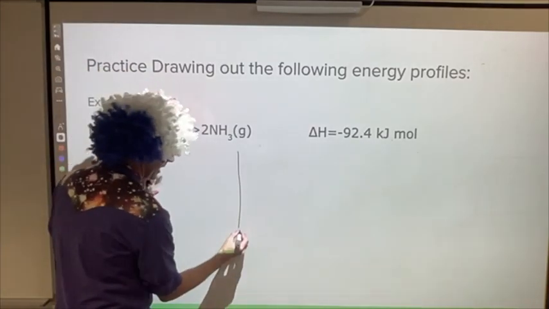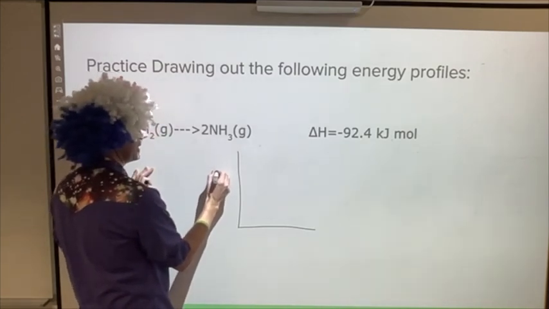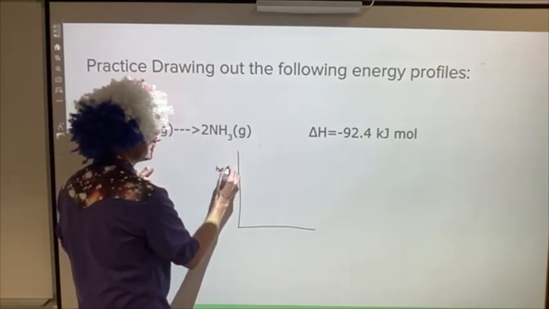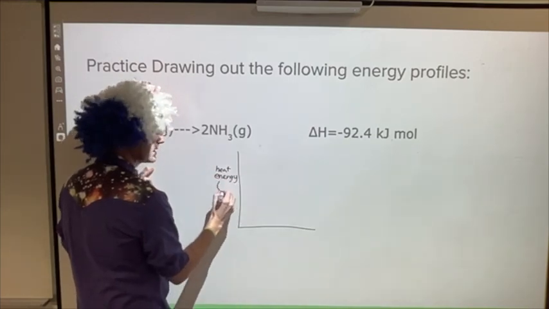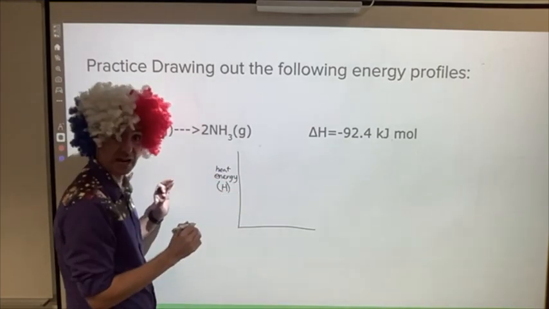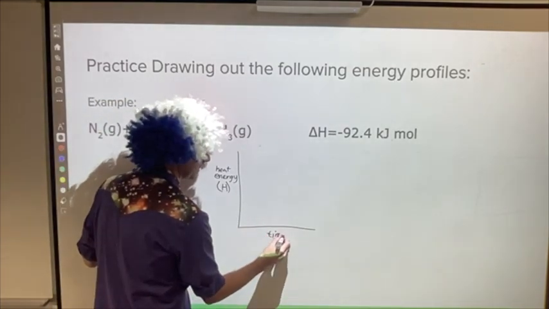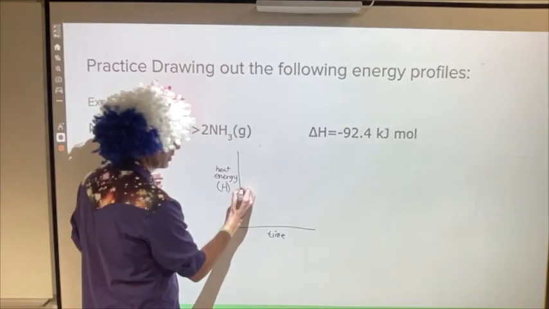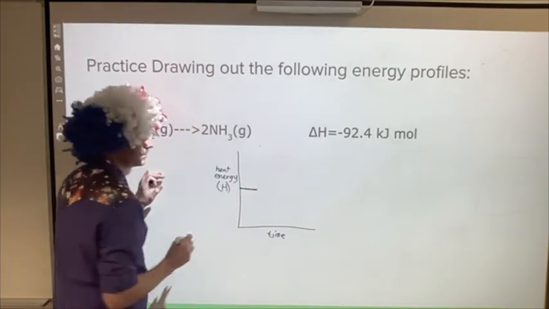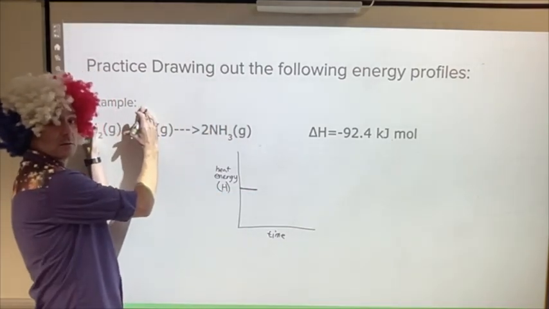let's draw our energy diagram. On this side, we have the heat energy, which is enthalpy, right? That's our H. Down here, we're going to have the time, or the progress of the reaction. Okay? We're going to start with a certain amount of energy. This is how much enthalpy there was at the very beginning.